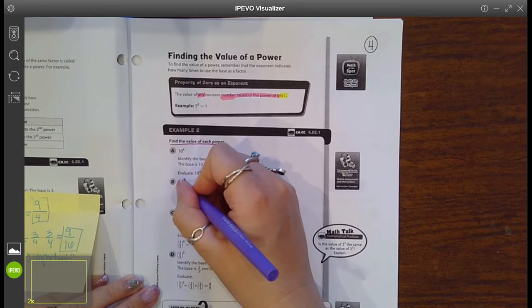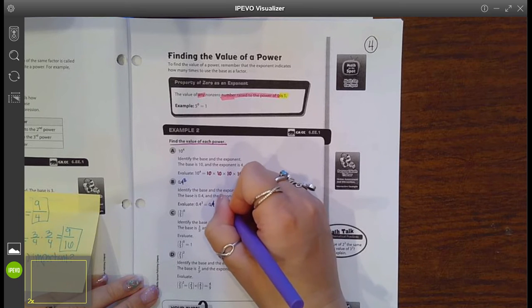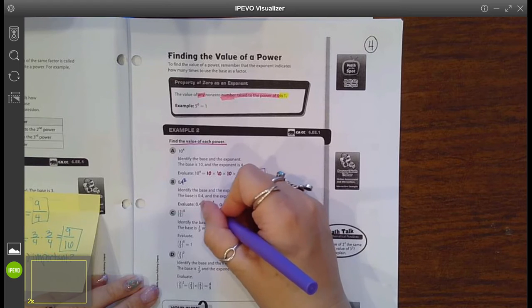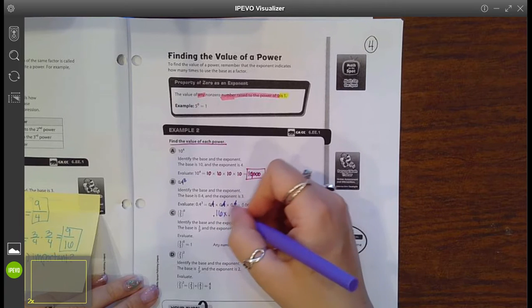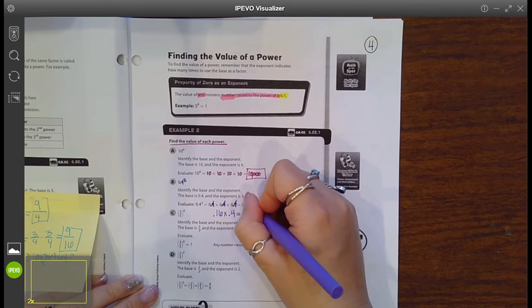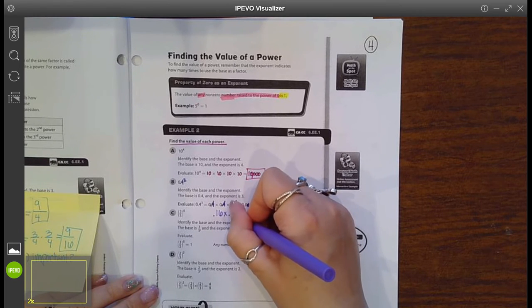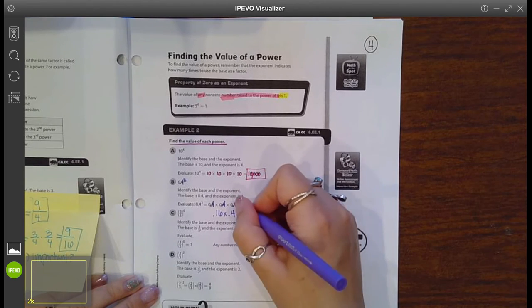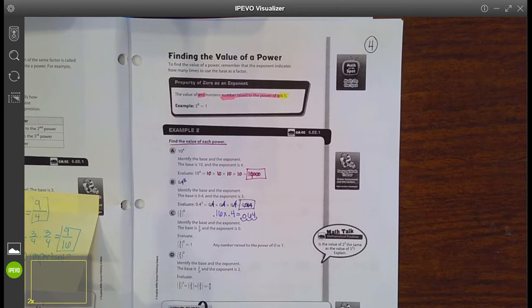is saying 0.4 times itself 3 times. So that would be 0.4 times 0.4 times 0.4. Well, 4 times 4 is 16. There's 2 numbers after the decimal, so 2 numbers after the decimal times this 0.4. Well, 16 times 4 is 64, right? And there's 1, 2, 3 numbers after the decimal, so 1, 2, 3 numbers after the decimal puts us there. So it's 0.064. Either way of writing it is fine.